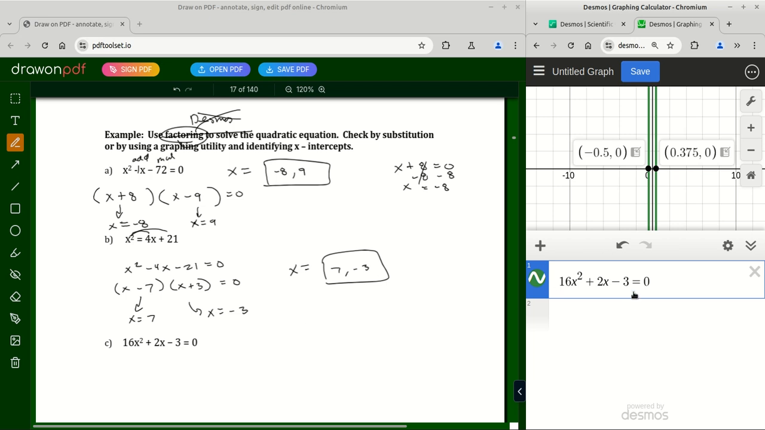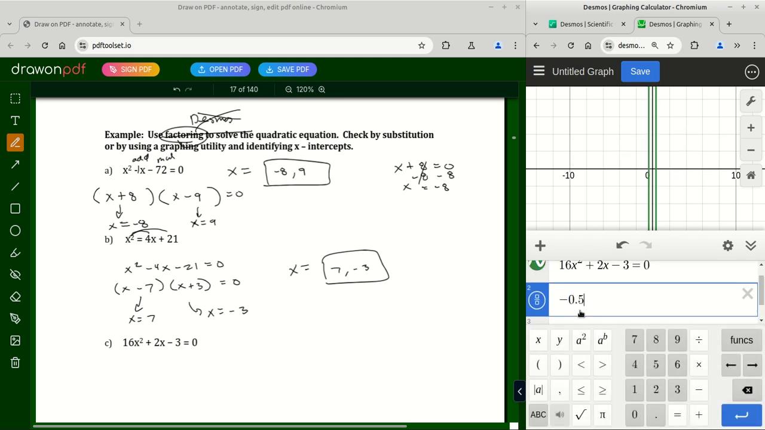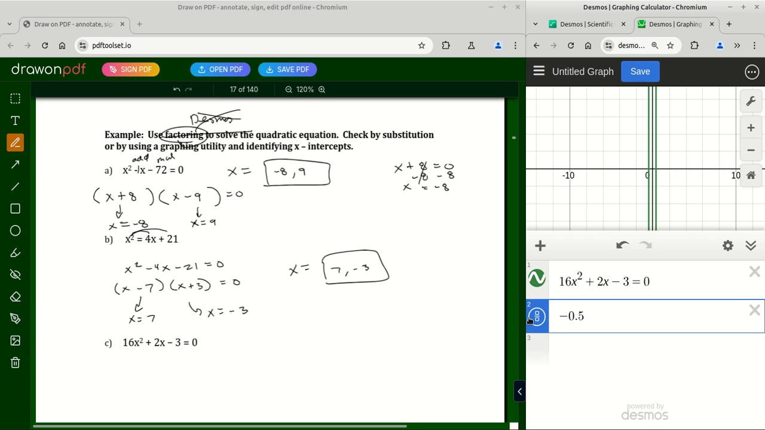But I gotta say, Desmos is actually really, really close here. Yes, it gave you decimals. Yes, we need a fraction. But I'm looking right here, and I got negative 0.5. Surely there's a fraction for that guy, and there is. There you go. You got it.